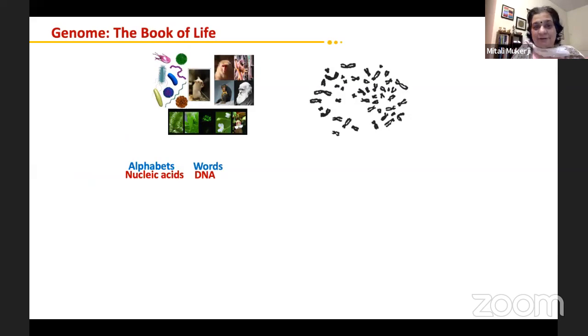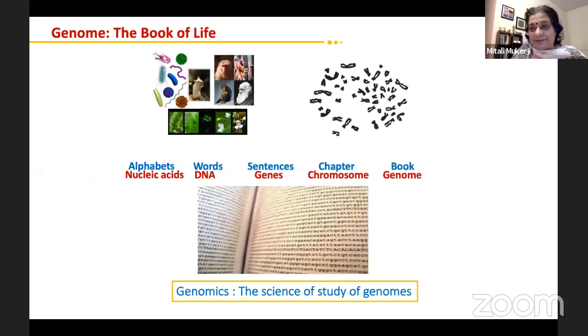So if I give an analogy as to what alphabets are to English, nucleic acids are to life. You thread the nucleotides and you get this DNA. Then you have genes, which have punctuations, right? And then each of these sets of genes, which could be called sentences, can be threaded together into a chapter, which are chromosomes.